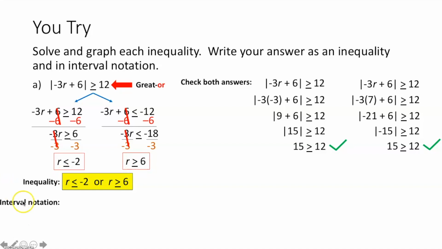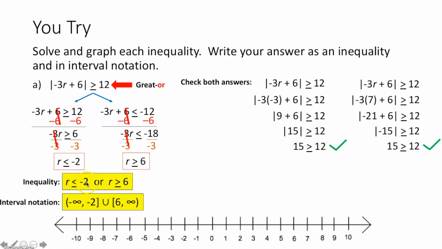Here, if I want to write this in interval notation, r is less than or equal to -2. I want -2, -3, -4, all the way to -infinity. So it's going to be parenthesis, -infinity, comma, -2. And since there's an equal sign, there's going to be a bracket next to the -2. Then since it's "or", I write my union symbol, my U. And then over here, r is greater than or equal to 6. I want 6, 7, 8, 9, all the way to infinity. So it's going to be a bracket for 6, comma, infinity, and then a parenthesis.